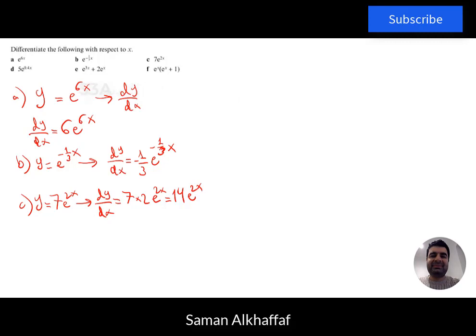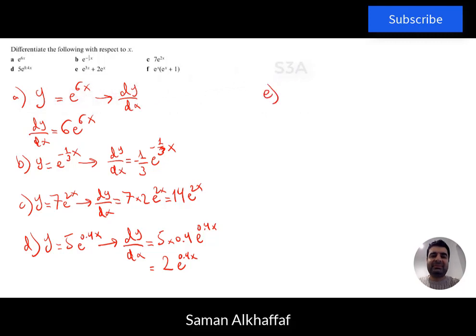For part D, we have y equal 5 e to the power of 0.4x. To find dy over dx, it will be 5 multiplied by 0.4 e to the power of 0.4x, which gives us, in this scenario, 5 by 0.4, that will be 2 e to the power of 0.4x.